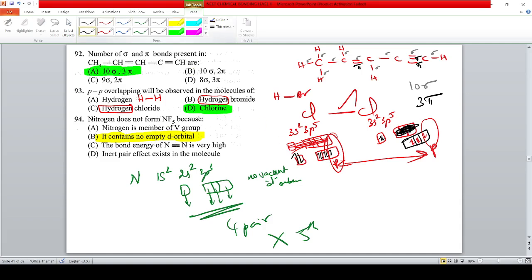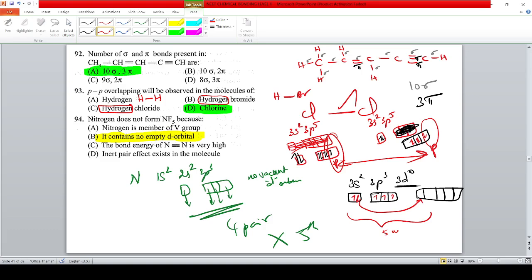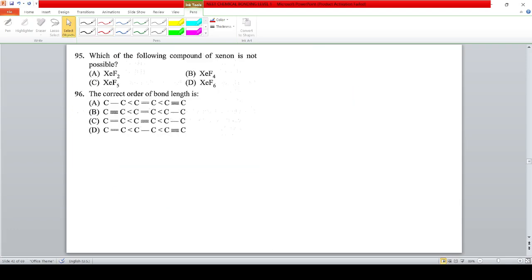Sir, why can phosphorus form 5 bonds? I will show you. Phosphorus is 3s2, 3p3, 3d0. It has empty d orbitals. So what will happen? Look here. This is 3s2 and 3p3. Now phosphorus will send this electron here. Now phosphorus can have 5 unpaired electrons and it can form 5 bonds. Phosphorus can do it. Nitrogen cannot form 5 bonds. Keep it in mind.